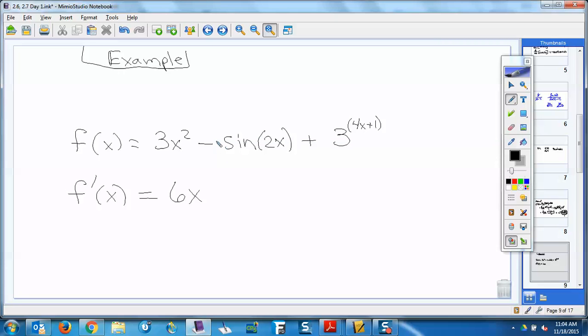Now we're going to do sine 2x. Well, what do you do when there's a 2 in there? We kick out that 2 and leave it in. And the derivative of sine is cosine, so this will stay a negative: negative 2 cosine 2x. So the 2x, the inside always stays the same.